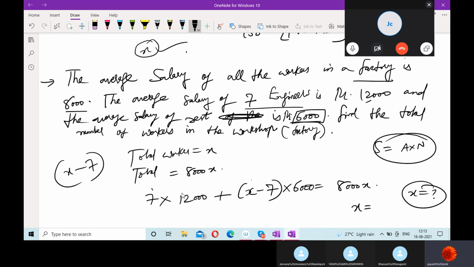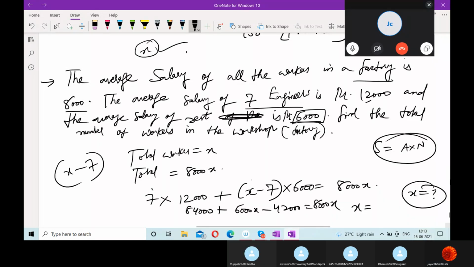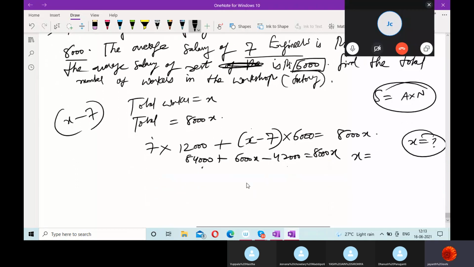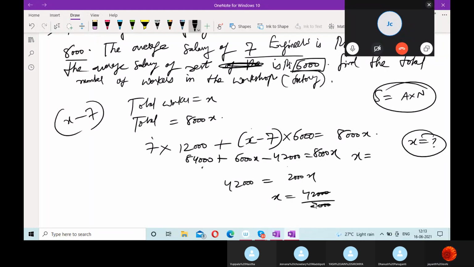See, 84,000 plus 6000X minus 42,000 is equal to 8000X. So 84 minus 42 is 42. So 6000X I'll take there. 42,000 is equal to 2000X. X is equal to 42,000 divided by 2000. 21. Finished. All of you make a note of this fast.